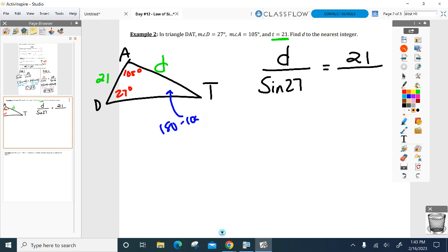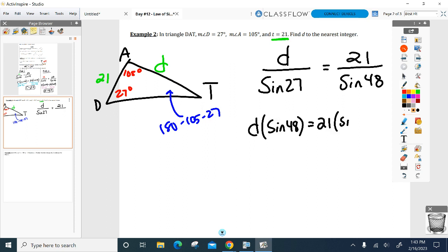180 minus 105 minus 27. Got that value, Riley? 48 looks good to me. Now we're all set. Divide by sine 48.